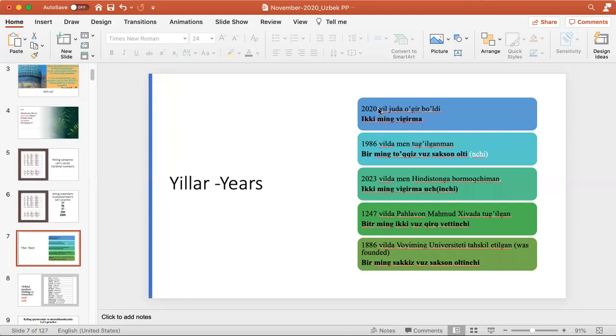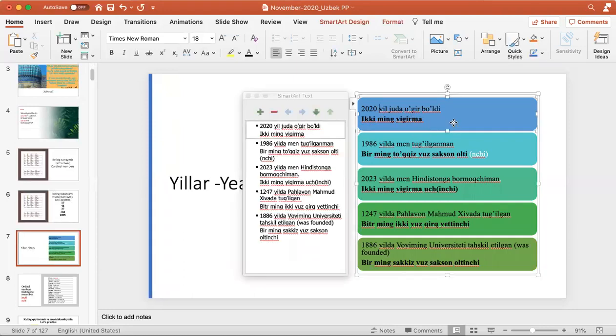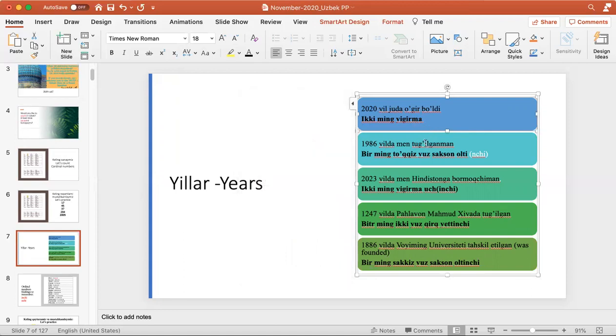2020. If you don't use yil, you could say 2020 juda og'ir bo'ldi. But if you would like to add the word yil, year, you have to say 2020 with an ending. And we will discuss it in a little bit, the endings.